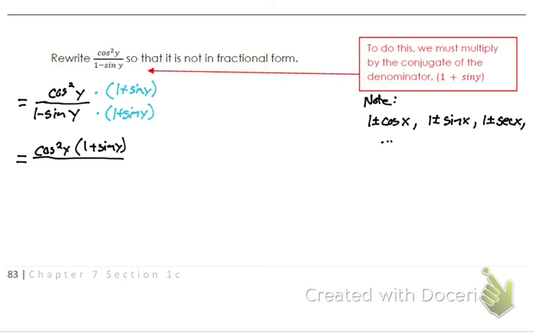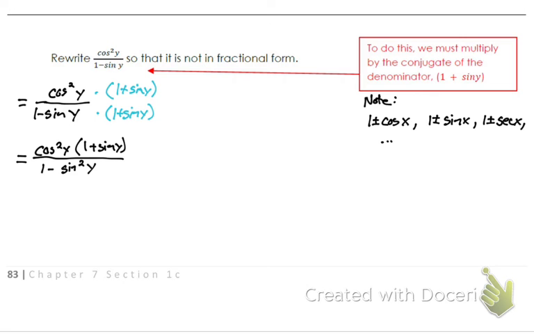This is a difference of squares. So I said we have to start realizing this. This is 1 minus sine times 1 plus sine. So this is going to result in 1 squared minus sine squared y. What can I replace 1 minus sine squared with? If you're not sure, look above. What was that? Cosine squared. We can replace it with cosine squared.